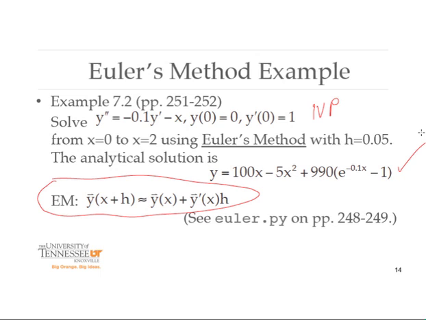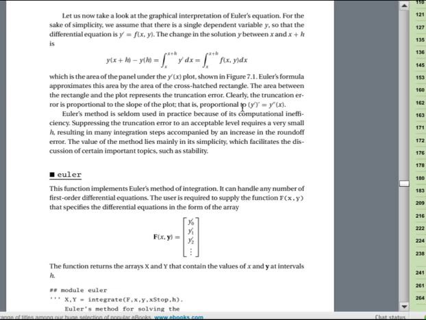Perhaps before we move to the example to set it up and use the code, we'll look at the code, the Euler.py file, which is on pages 248 and 249 of your book. So if we take a look at the Euler module that's described in the textbook, again, on pages 248 and 249, you can see that it assumes that the user is going to supply a function capital F of x, y that specifies the differential equation.